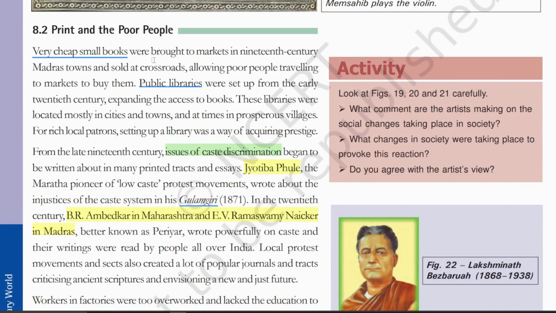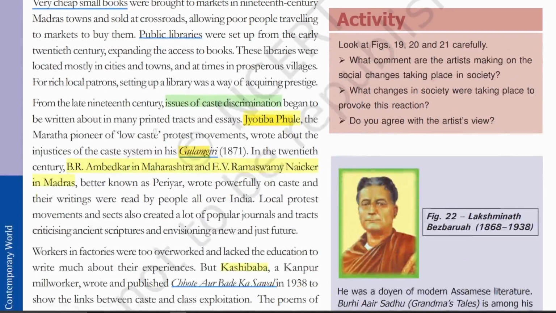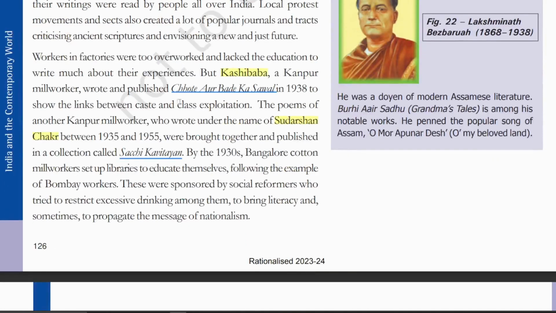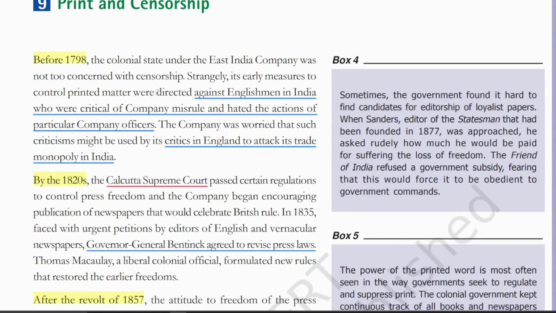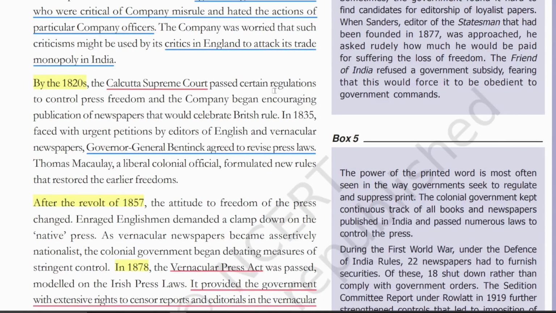How come print and poor people? Again, these guys keep on repeating the same thing. They try to argue with works, like very cheap small books, public libraries, issues of caste discrimination, Jyotiba Phule. Yes, Gulamgiri was written by Jyotiba. I told you, right? It's very important. So these are all very important points. But you should be able to remember who wrote what. You don't have to remember the dates. It would be important, but just go through them once. There's no harm, right?